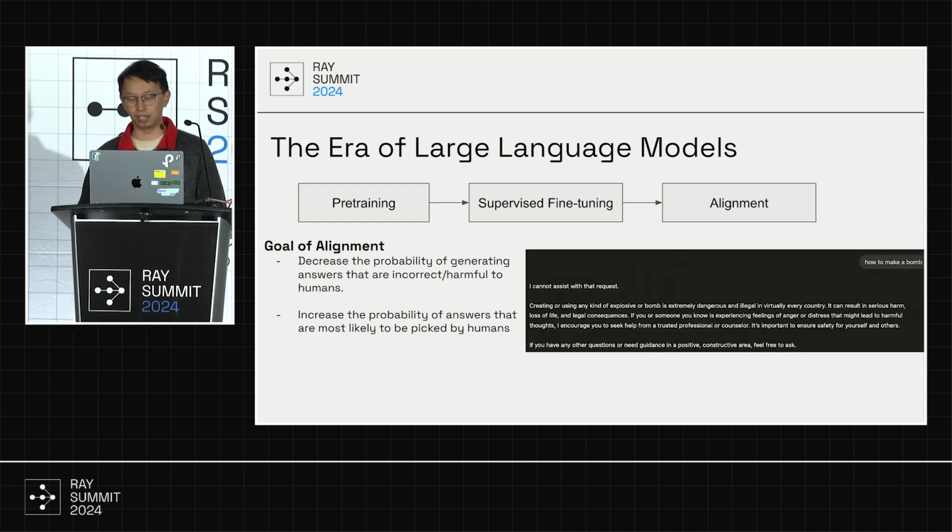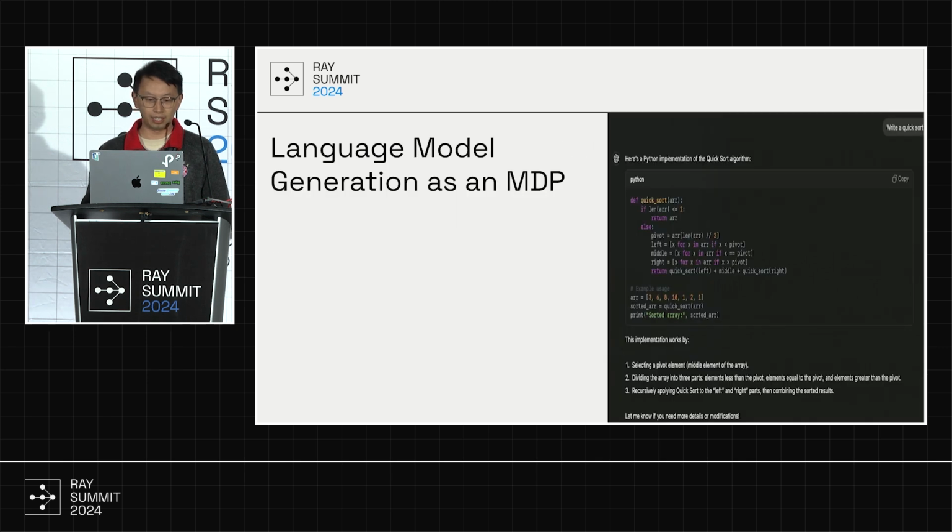So here's an example where I just asked ChatGPT yesterday how to make a bomb. Obviously, ChatGPT shouldn't answer this question, and it says, oh, I cannot assist you, and here's why. This is obviously a model that is aligned with human values, because I'm pretty sure that in the pre-training, there's data on the web on how to make a bomb. Okay? And so RLHF is one of the approaches to alignment.